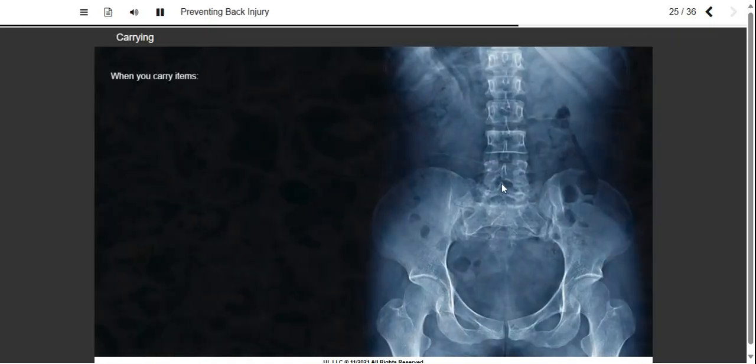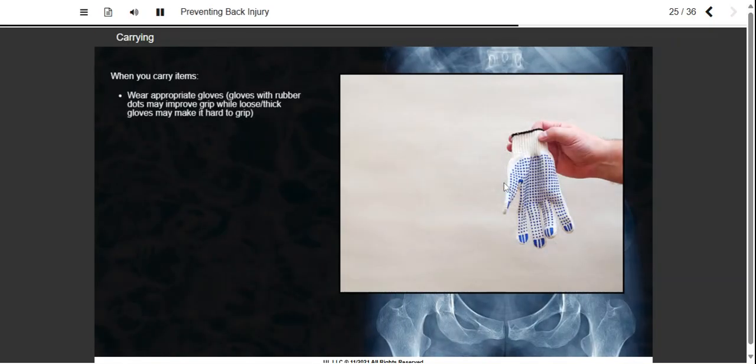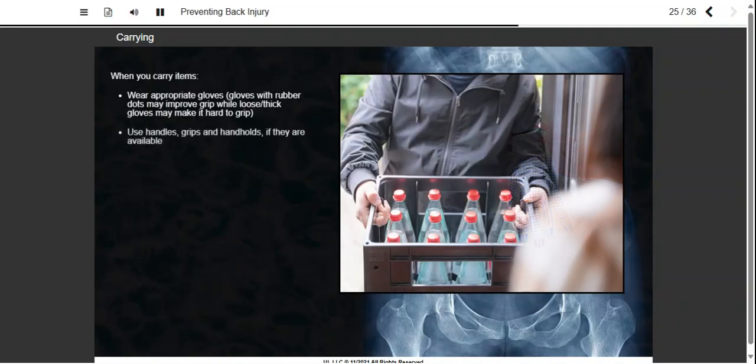When you carry items, be sure to wear appropriate gloves in the right size. For example, gloves with rubber dots on them may improve your ability to grip. Loose or thick gloves may make it harder to grip, forcing you to work harder to maintain your hold. Use handles, grips, and handholds if they are available.